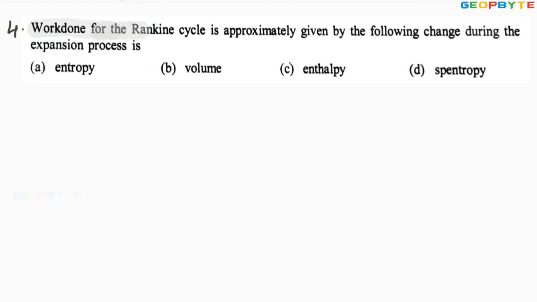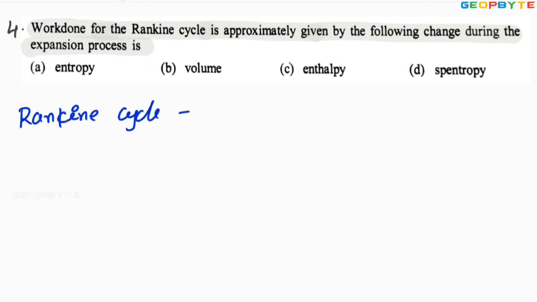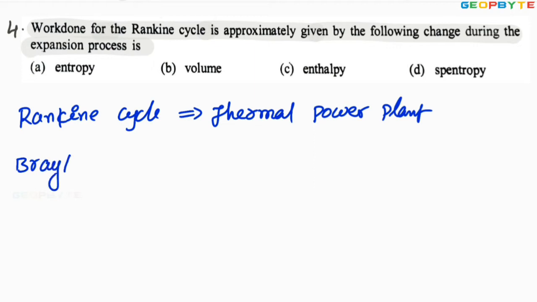The work done for Rankine cycle is approximately given by the following change during the expansion process. Dear friends, Rankine cycle is used for the thermal power plant, whereas Brayton cycle is for gas turbine power plant.